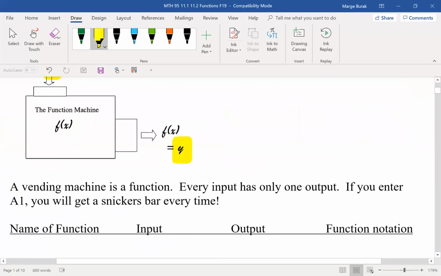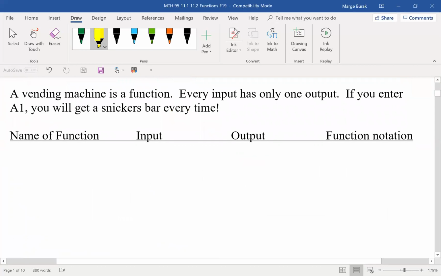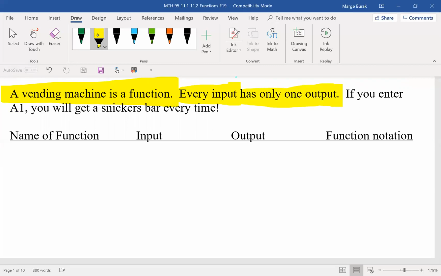Now let's do some specific examples because you're probably going, what? Let's talk about a vending machine. I think everybody has at least seen a vending machine where you put some money in and you punch a button and then out comes whatever it is you're going to buy. So every input has only one output. For example, if you enter A1 and there's a Snickers right next to A1, you will get the Snickers bar every time. That's a function.